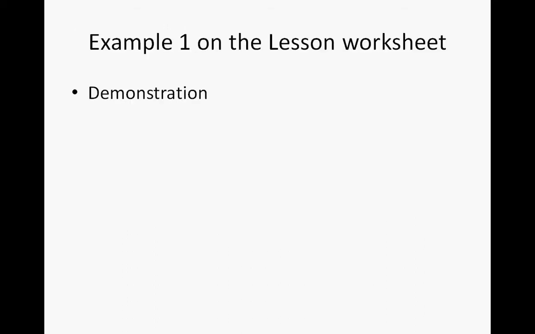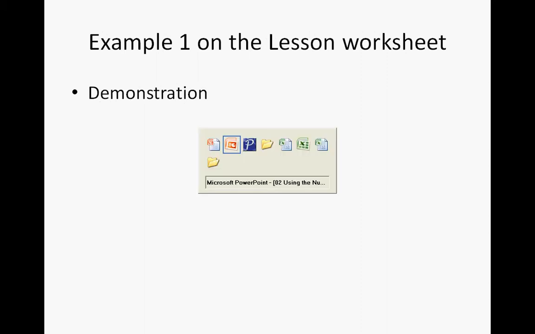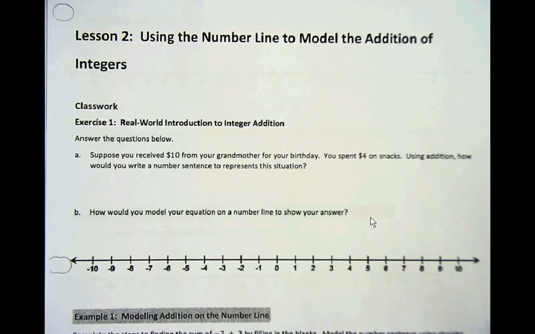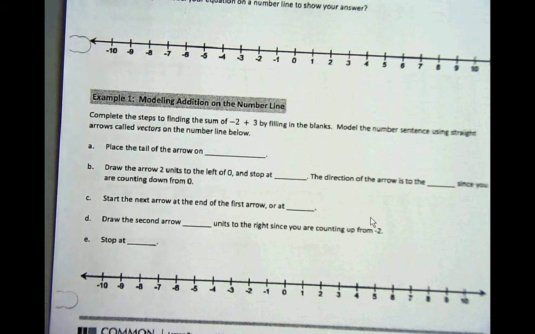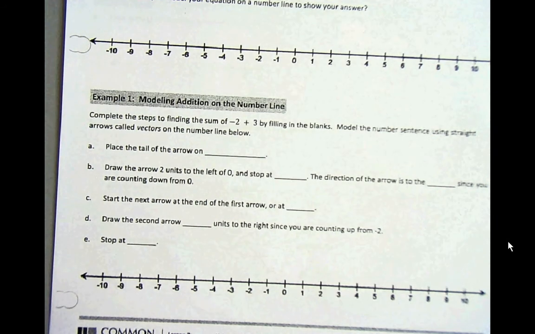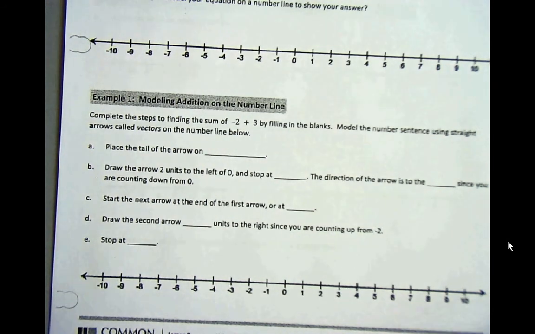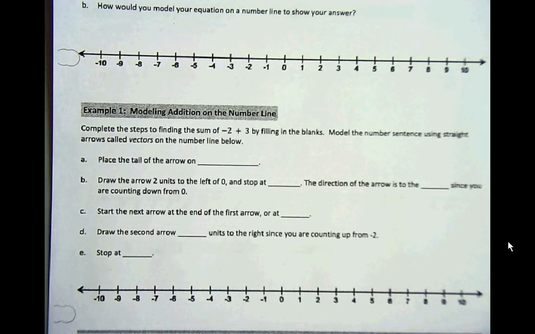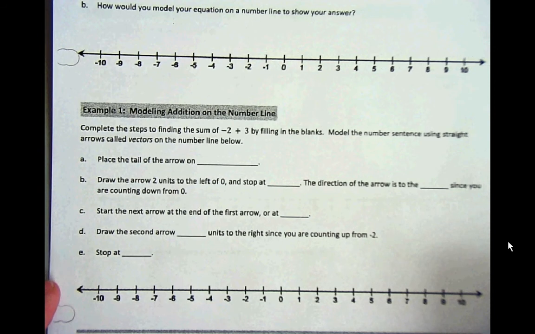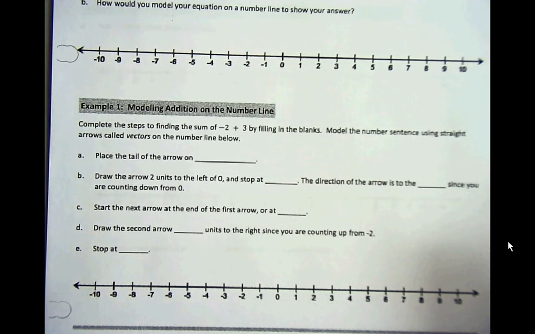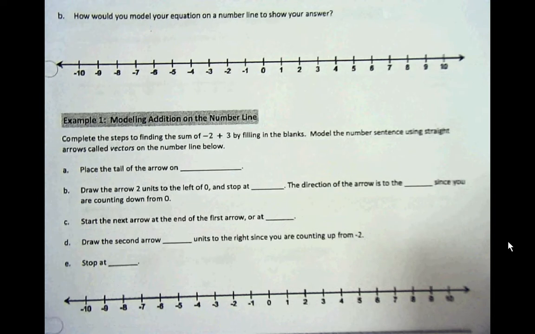So let's take a look at example 1 on the lesson worksheet. And for this, we'll go ahead and do this together. All right, so here we are for example 1. It says to complete the steps to finding a sum of negative 2 plus 3 by filling in the blanks. Model the number sentence using straight arrows called vectors on the number line below. So let's do this together.